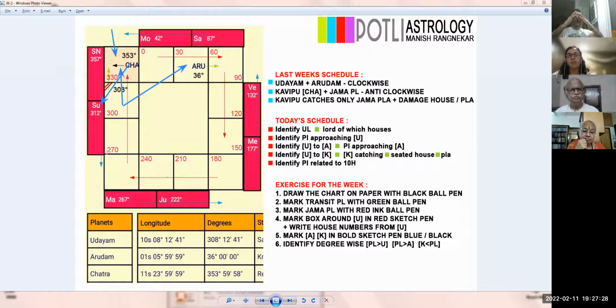Okay. So the second point what we are seeing here is Udayam to Arudam 4, Udayam to Kavipu 2. So some connection between 2 and 4. Okay. And wherever Kavipu is or Chhatra is sitting, it is damaging that house, damaging the planets which are there with it, but it is destroying the Jama planet which it is catching in the anti-clockwise direction. So it is destroying sun, but it is damaging the second house.